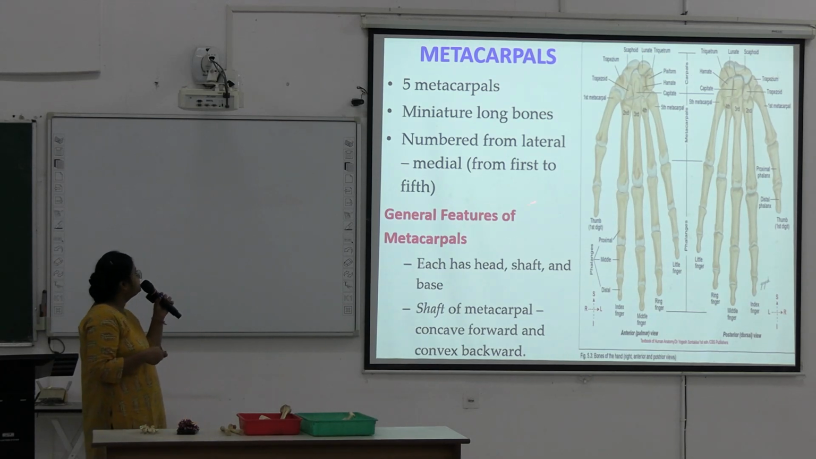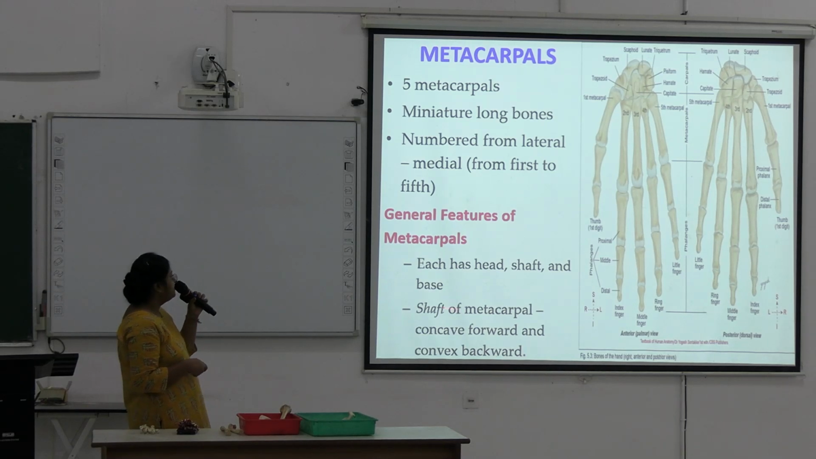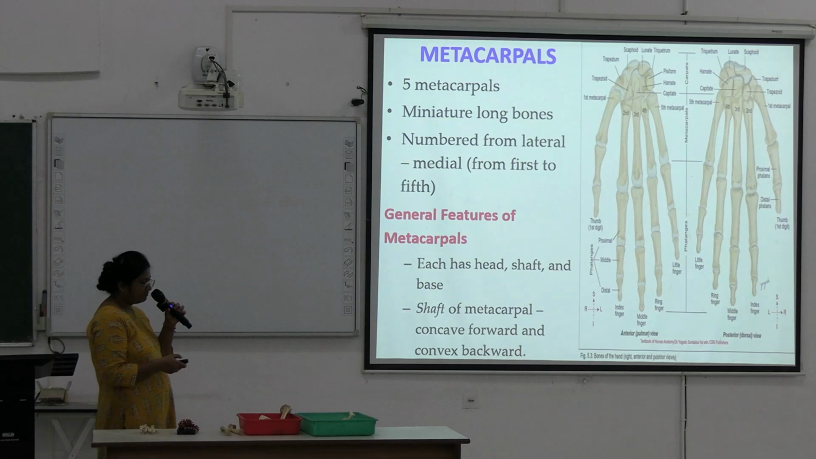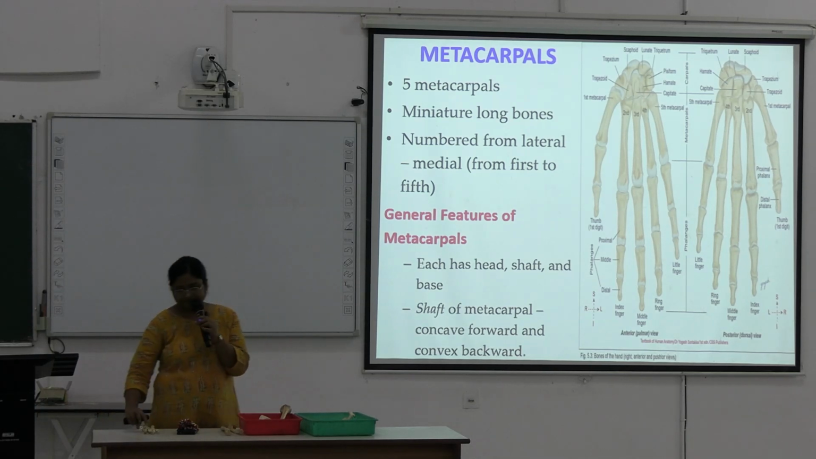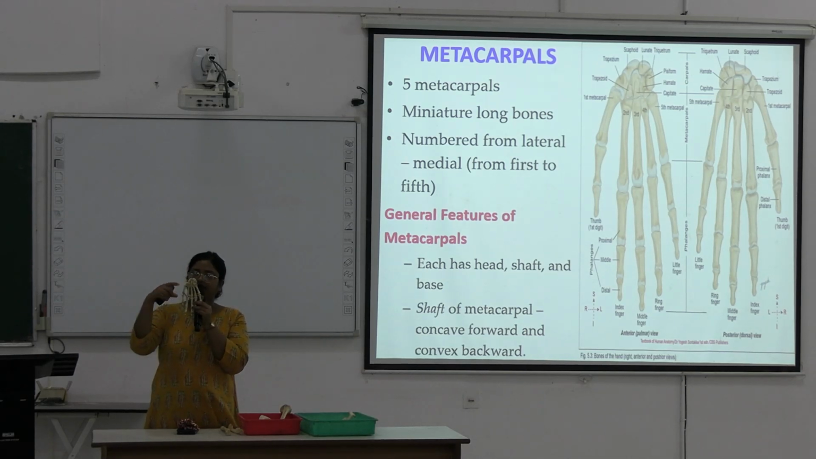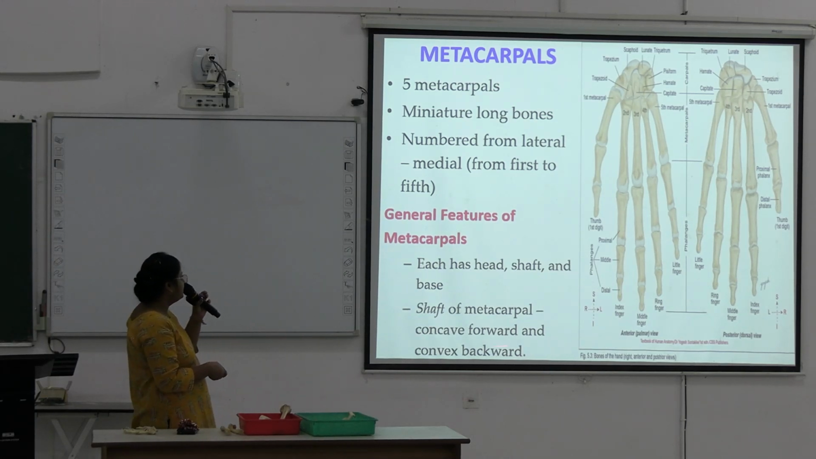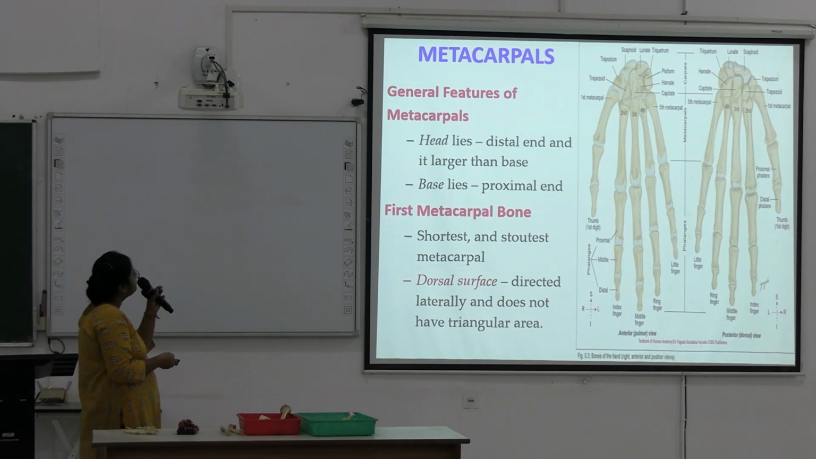So general features of metacarpals: each has a head, shaft and a base. The shaft of the metacarpal is concave forward and convex backward. You can see from here. These are the metacarpals, first, second, third, fourth and fifth, and these are concave forward and convex backward. Due to this concavity, we are getting this concavity anteriorly.